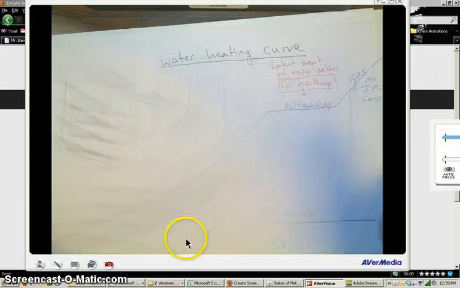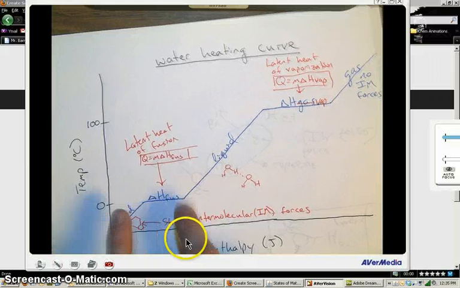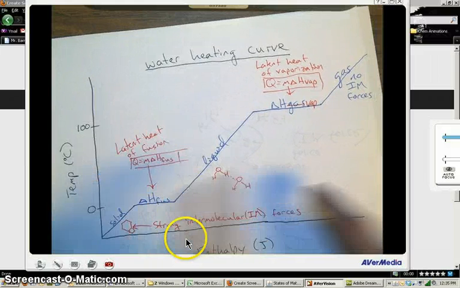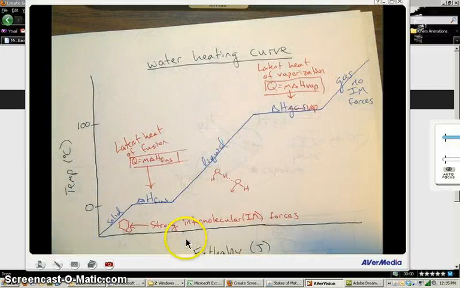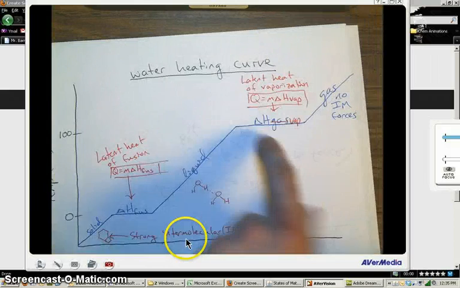So it's the amount of heat exchanged between solid and liquid, liquid and solid, or between liquid and gas, and gas and liquid. So that's your answer for number 1. Number 2, why does the temperature of water not increase when it's boiling? Well, look at the graph.